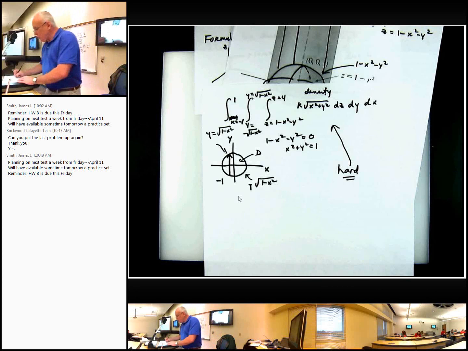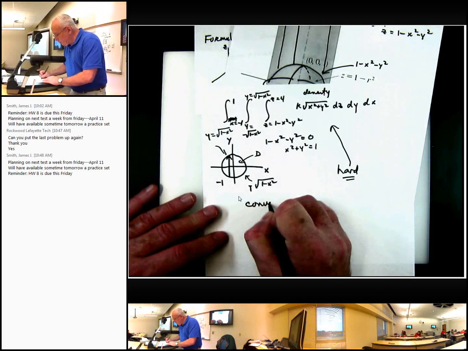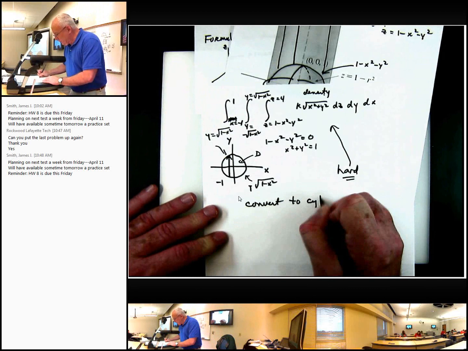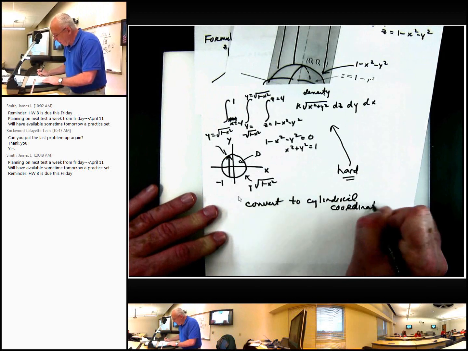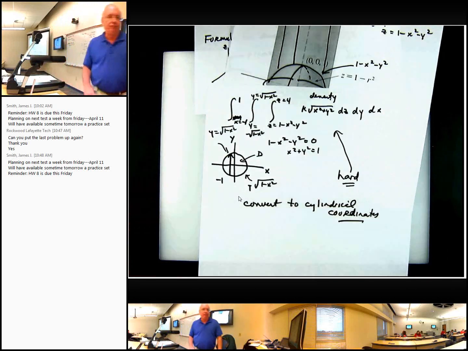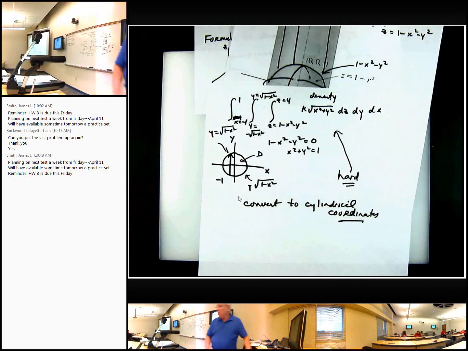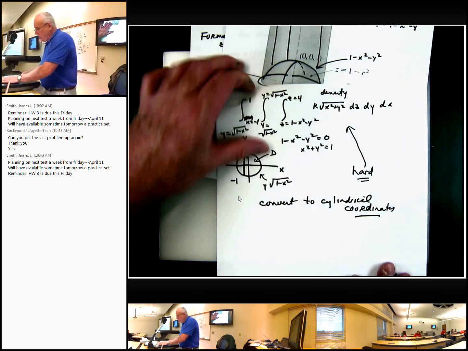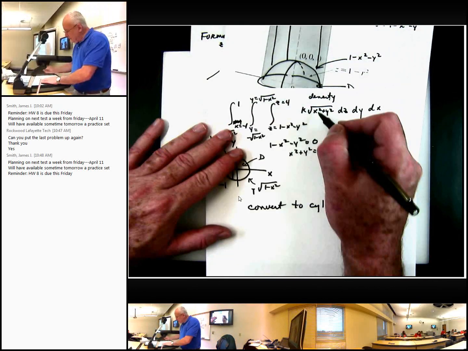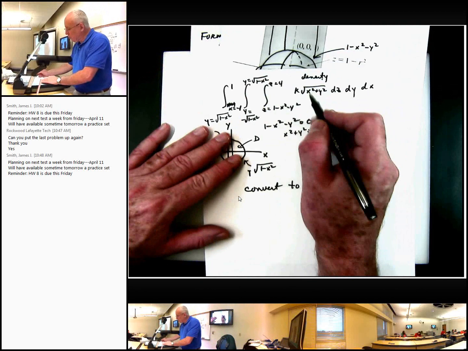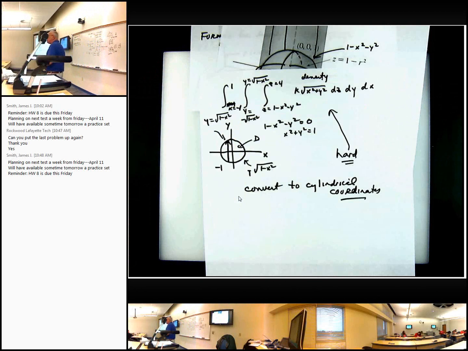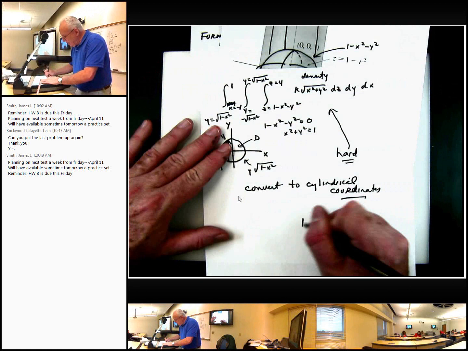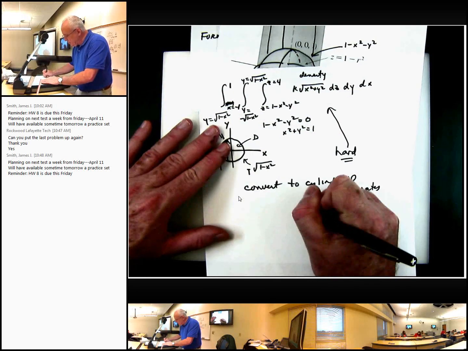What we're going to do is convert to cylindrical coordinates. So let's see here. What's my density function going to be in terms of cylindrical coordinates? It's some number k times the square root of x squared plus y squared. K times r is what that's going to be. So k times r, that's my density function.